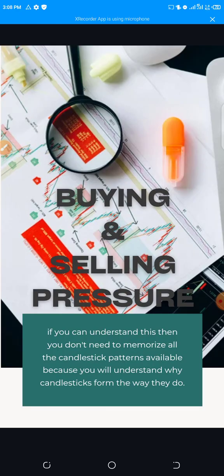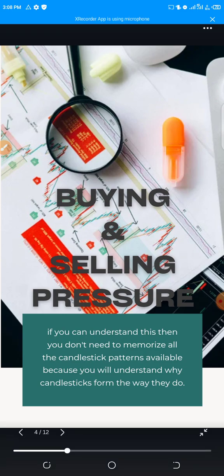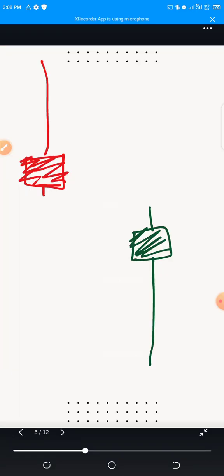Buying and selling pressure. If you can understand this, then you do not need to memorize candlestick patterns, because the buying and the selling pressure tells you how or why a candlestick is formed the way it is formed. So now let me just show you a quick example.